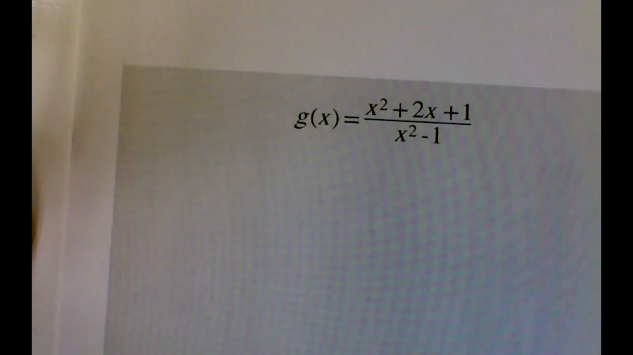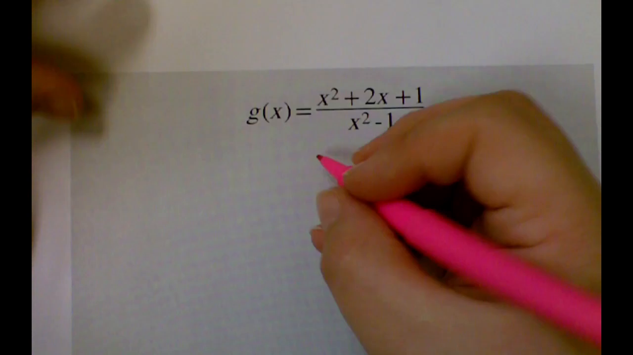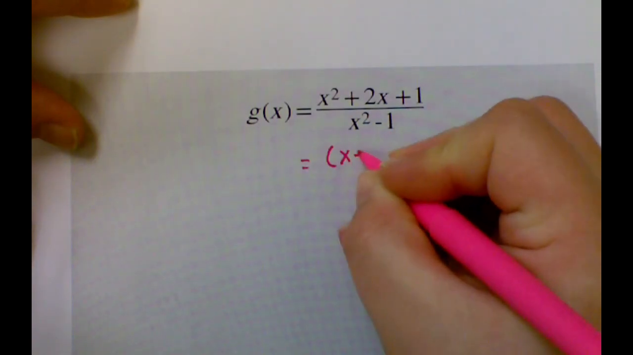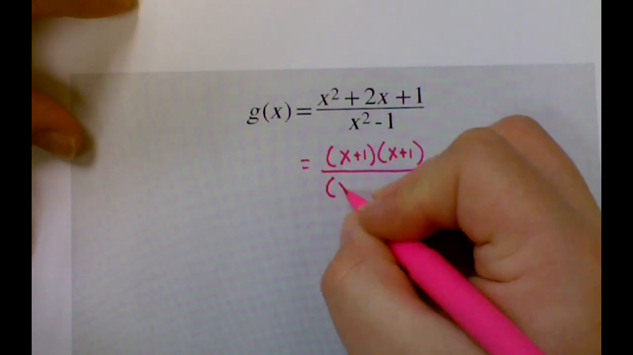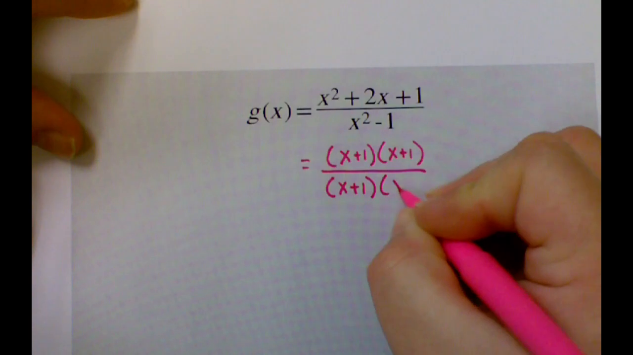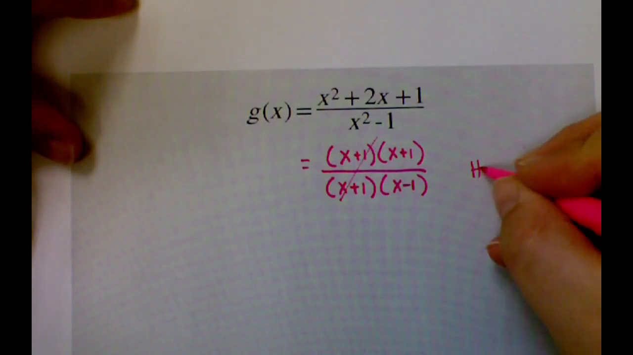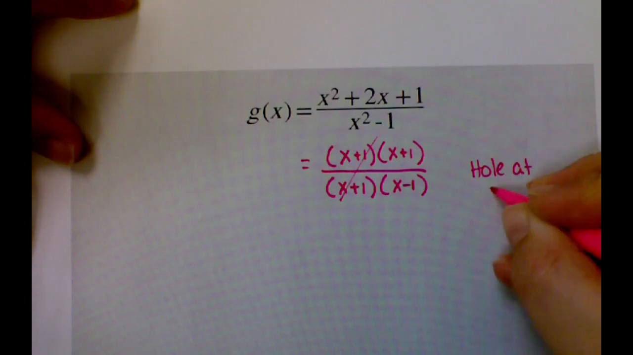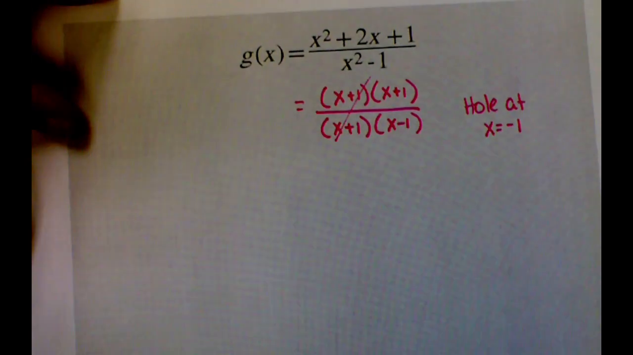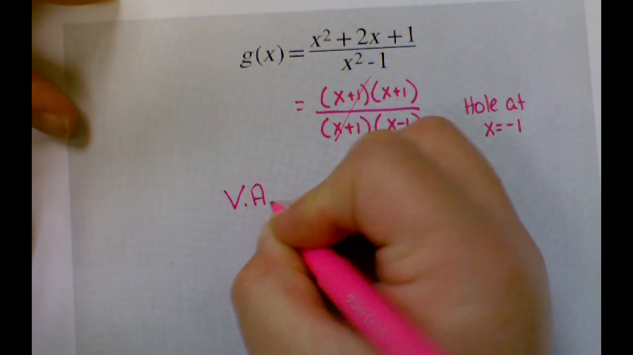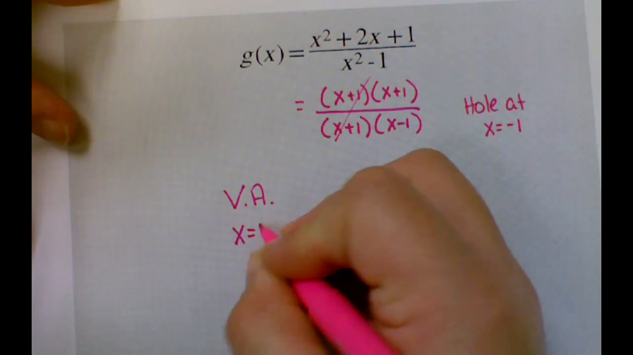And one last problem for us here. We're going to start by factoring the whole thing. My numerator factors into x plus 1 times x plus 1. My denominator is x plus 1 times x minus 1. One of these x plus 1's cancels, which means we have a hole in this graph at x equals negative 1, because we're talking about that 0 there. We have a vertical asymptote when x minus 1 equals 0, so at x equals positive 1.